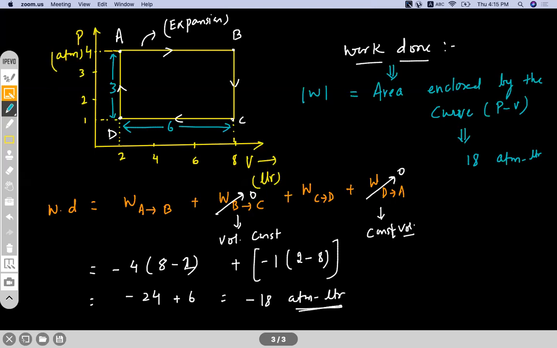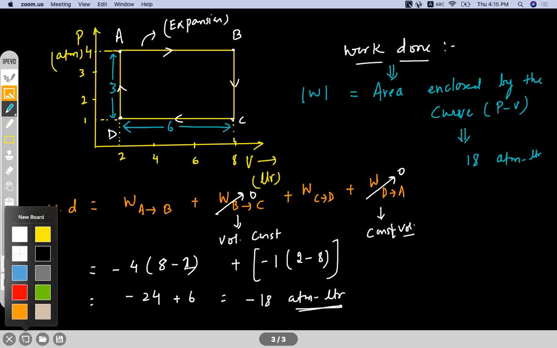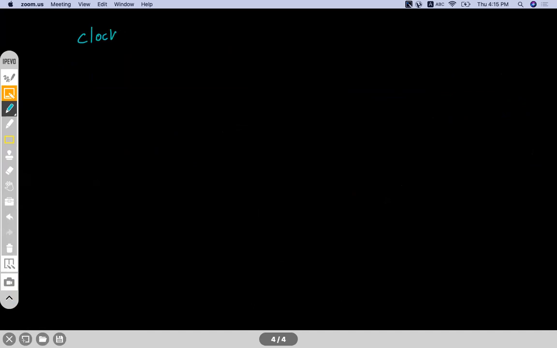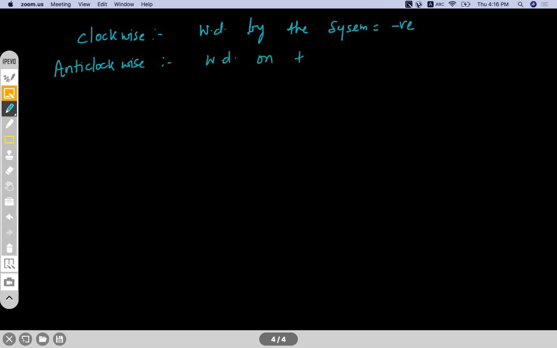This process is clockwise or anti-clockwise? It is clockwise, right? So you see the work done is negative in clockwise. If you see this actual method that we have here, work done is negative, right? So we can say if the process is given clockwise, then it is work done by the system. Write down the next line. If the process is clockwise given, it means work done by the system. And work done by the system is what? Negative. We know that. If the process is anti-clockwise, then it is work done on the system, which is positive.